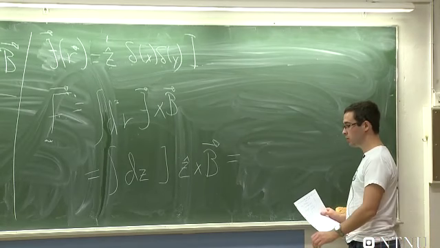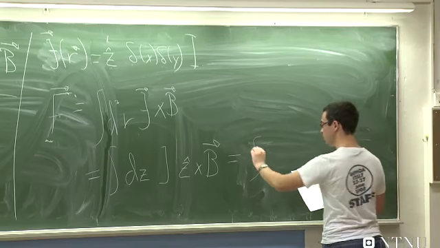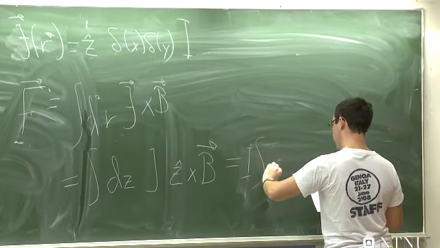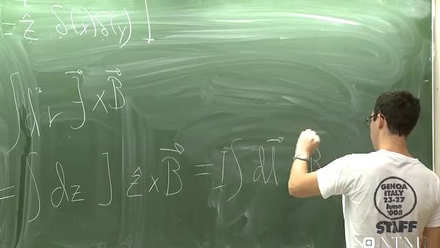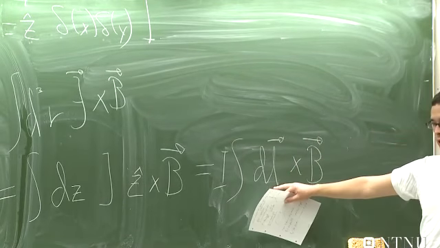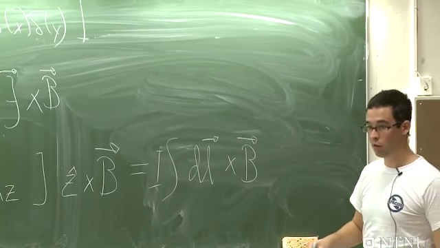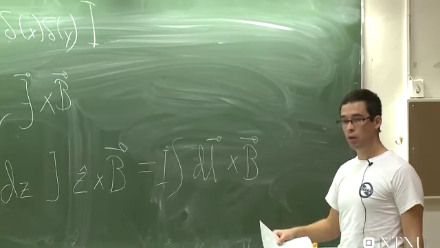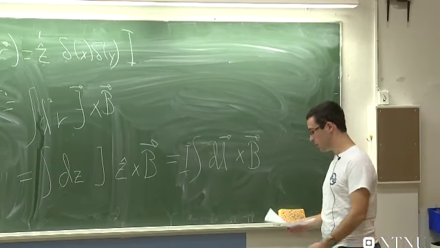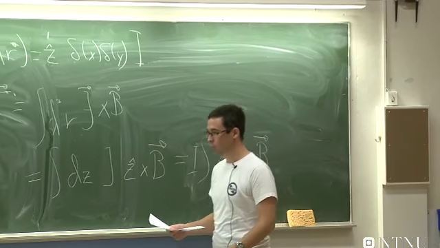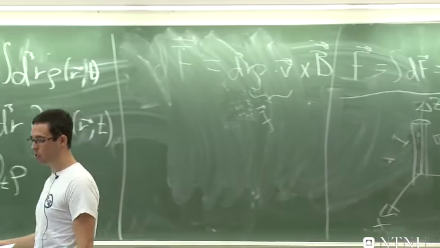The general result is like this, which is just what you might imagine. It's just the line element, cross product with the B field local to that line element of wire. This is, of course, assuming that the wire is really quite small, the diameter is negligible.